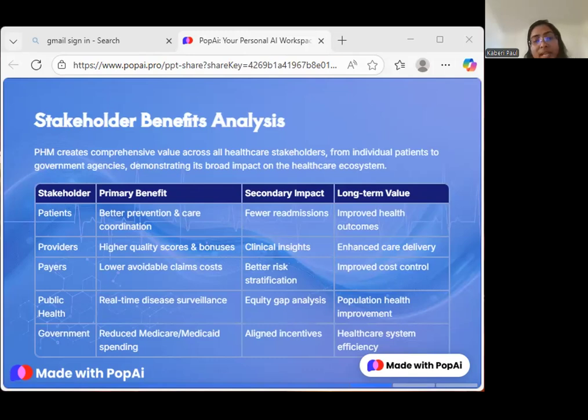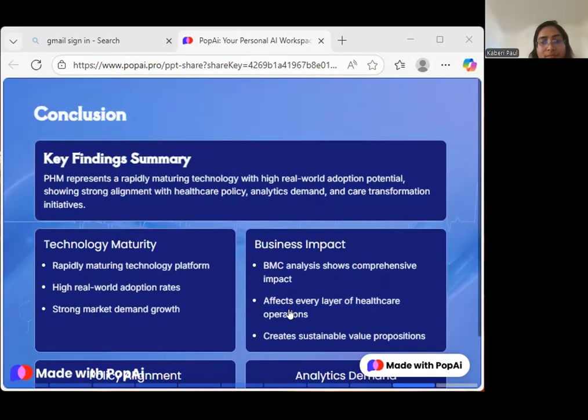So instead of only helping doctors or insurers, PHM supports the whole system, which is an important factor because technologies that only benefit one group usually face slower adoption. Finally, population health management is a technology that is already moving toward full maturity and adoption in the healthcare system.